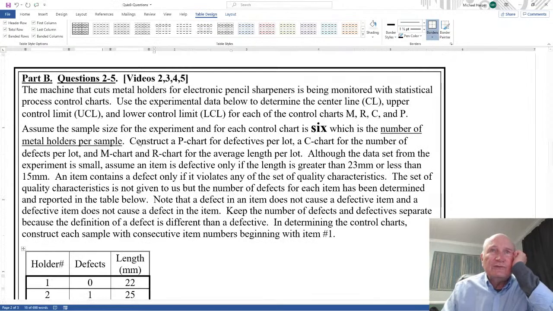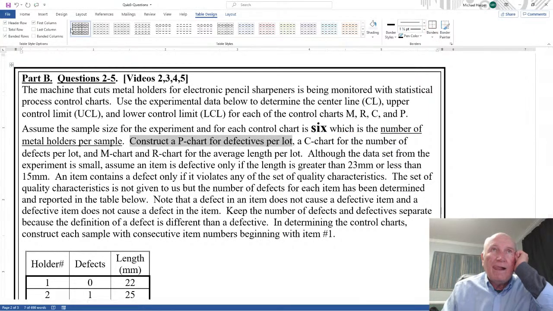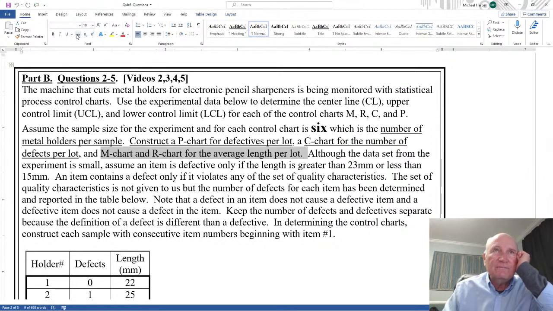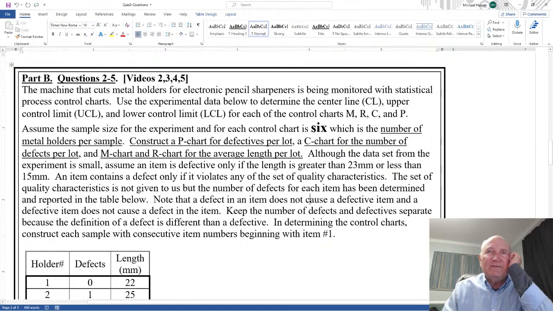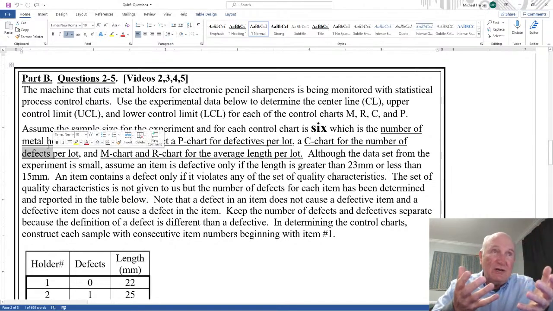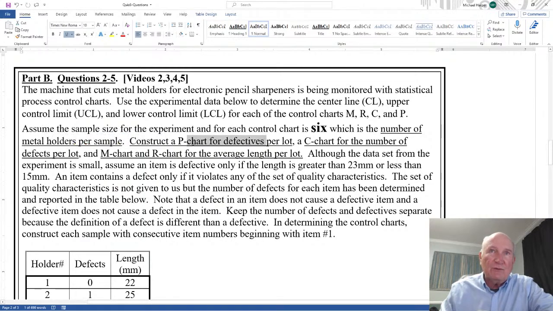And then construct the P chart for defectives per lot. A C chart for the number of defects per lot. The M and R chart for the average length per lot. Now the difference between a defective per lot: defective means an item is either good or bad, binomial. A defect means how many defects do you have? You count up the defects. Usually defects is a C chart, and defective is a P chart, which is a proportion. The M and R chart is the average length per lot.